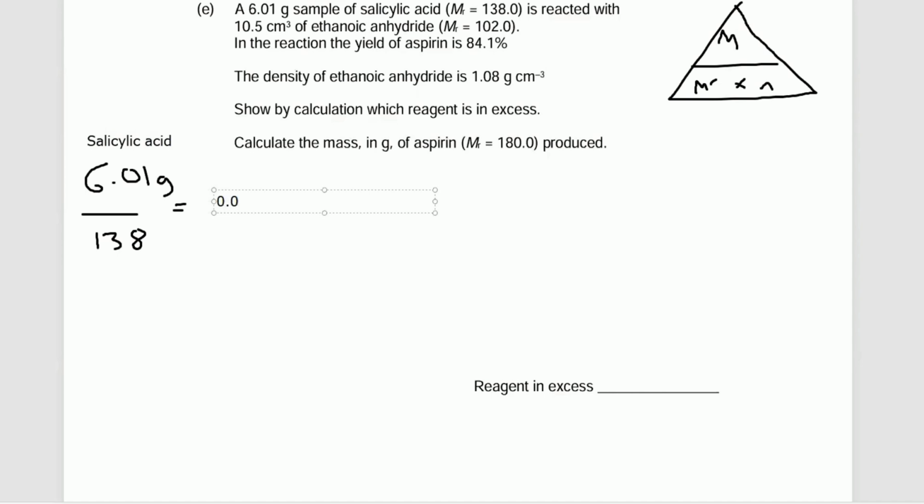Now, my answer might differ slightly from the mark scheme because I might do some rounding, like this is 0.04355. I probably should just leave that in the calculator, but for speed, I'm rounding, so my answer might not be 100% correct, but the method is. But you just might need to leave it all in your scientific calculator. So there's my salicylic acid moles.